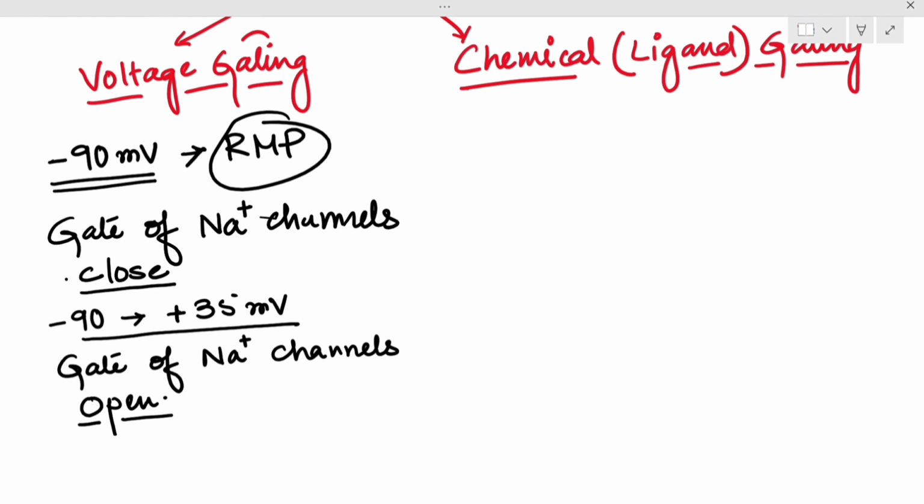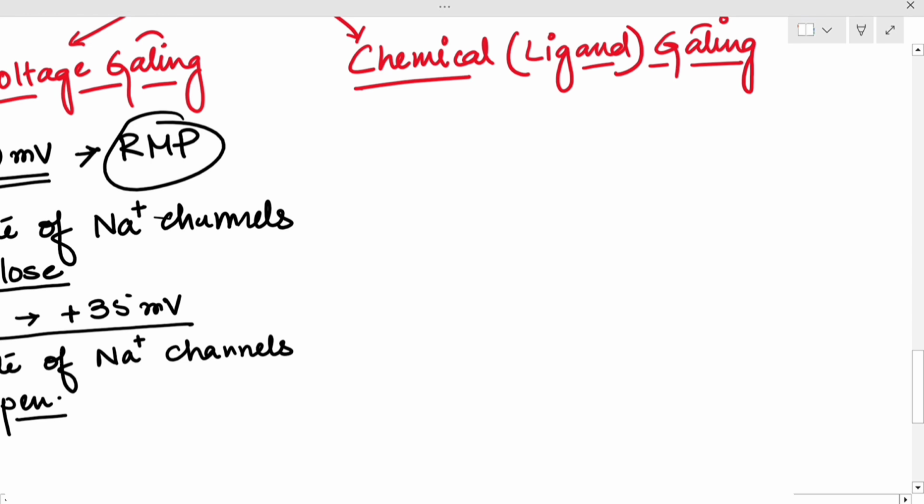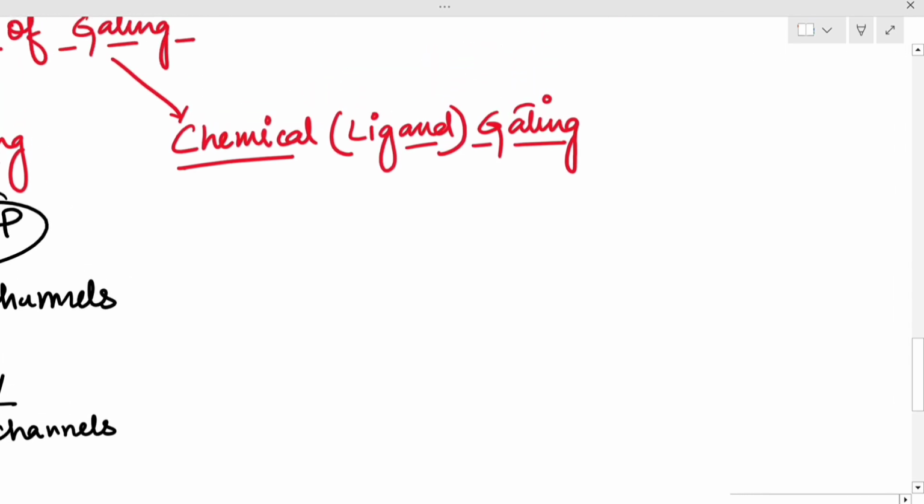Fine. Now coming to the chemical gating, or ligand gating. That means in a particular channel, when some ligand gets attached to that particular channel, after that the channel gets activated, leading to entry of ions either from inside to outside or from outside to inside. Okay, that means let's draw a diagram, then you will understand better.